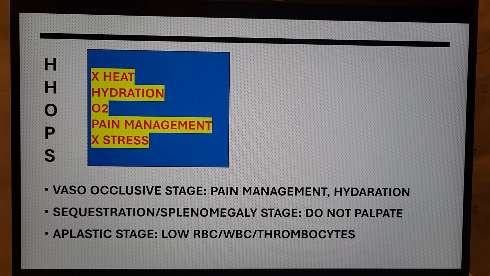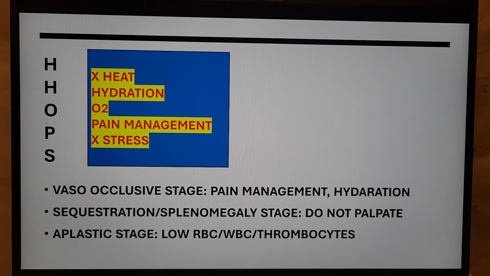Give them O2. Pain management is very, very important because their pain is usually very severe, excruciating pain. They need morphine. All right, don't use Demerol because Demerol can have a cumulative effect and then seizures, right? So for this sickle cell crisis, the pain is very, very bad. They need morphine. And then teach them to avoid stress, okay? Avoid stress because when they are stressed, usually they don't drink, they get dehydrated and then attack.